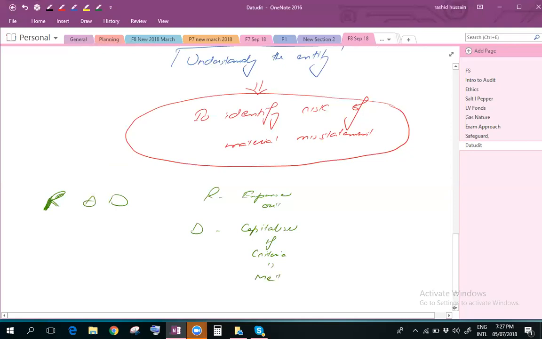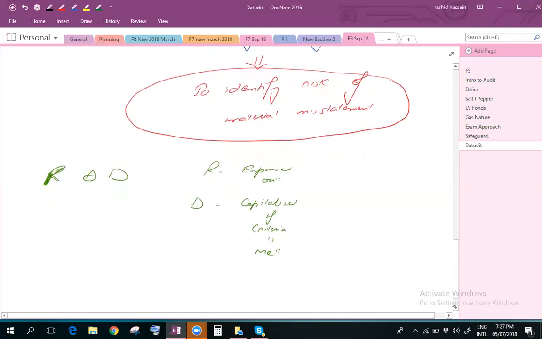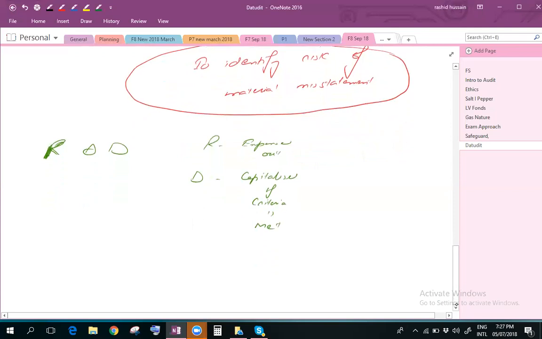The normal treatment is that research should be expensed out and development should be capitalized if the criteria are met. So at the planning stage of the audit, you came to know that they are doing research and development and a significant amount is being spent on that. As an auditor, you are concerned that this should be accounted for correctly in the financial statements. Then at the planning stage, you are going to be skeptical and keep in mind the risk that research may be capitalized, or development does not meet the criteria and is still capitalized.